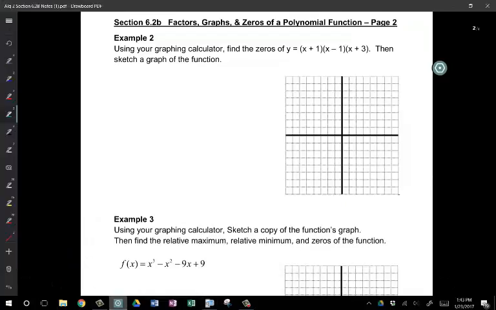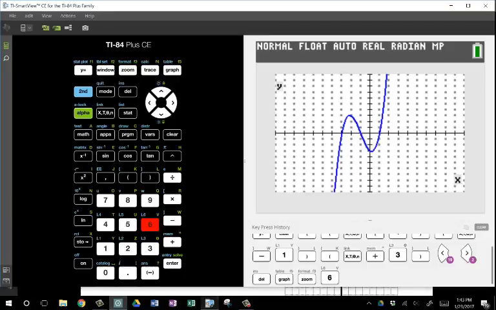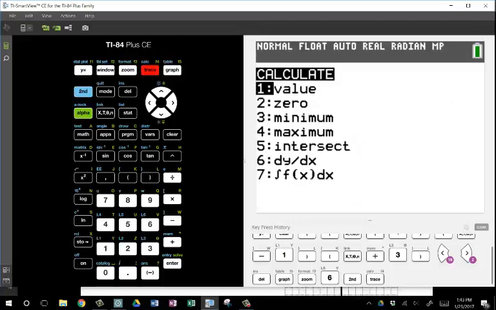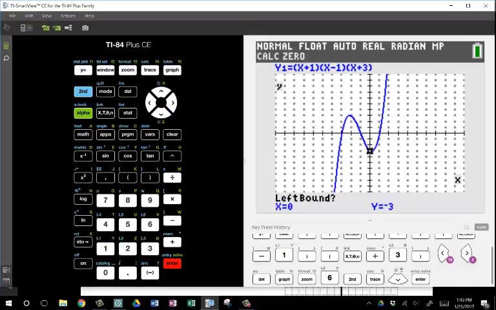The question says, find the zeros of this function. So a zero is where it crosses the x-axis. So let me show you how to find this. I'm going to go slow. Hit second, trace. And what's above second trace? What words? Calc, right? Now, do you see the second one down that says zero? Go down to zero and hit enter. And what's the question it's asking us at the bottom? What does it want us to find?